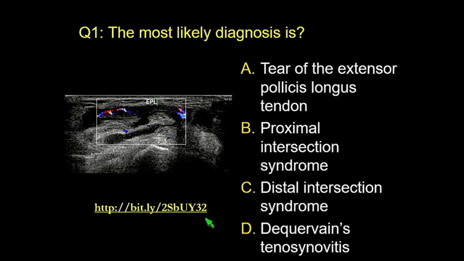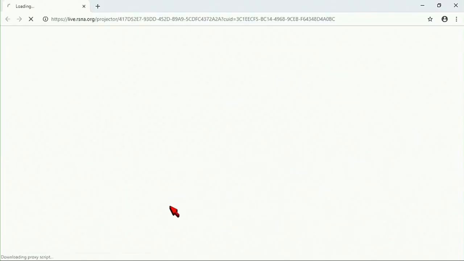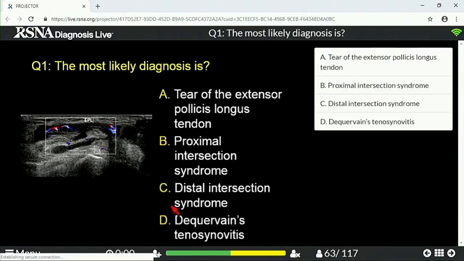Okay, so the most likely diagnosis is tear of the extensor pollicis longus tendon, proximal intersection syndrome, distal intersection syndrome, or de Quervain's tenosynovitis.